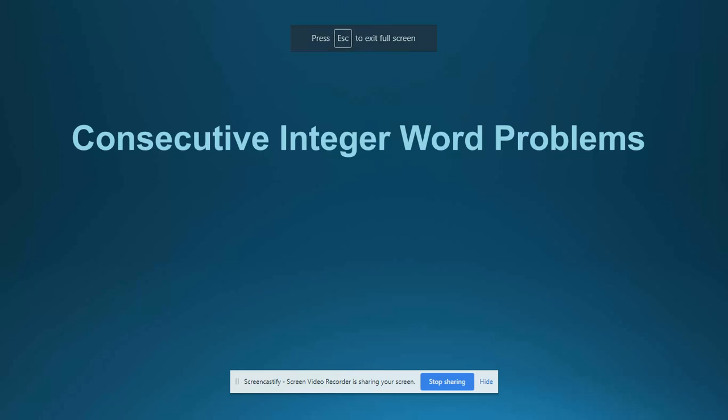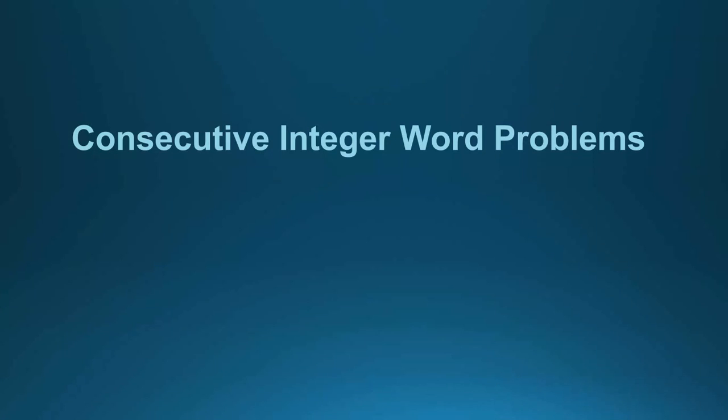Hi gang, today we're going to be looking at what's called consecutive integer word problems. So hopefully you know what the word consecutive means. Consecutive means in order or in a row. So when we're talking about consecutive numbers, think numbers in a row like 7, 8, 9, 10, 21, 22, 23, negative 10, negative 9, negative 8, and so on.